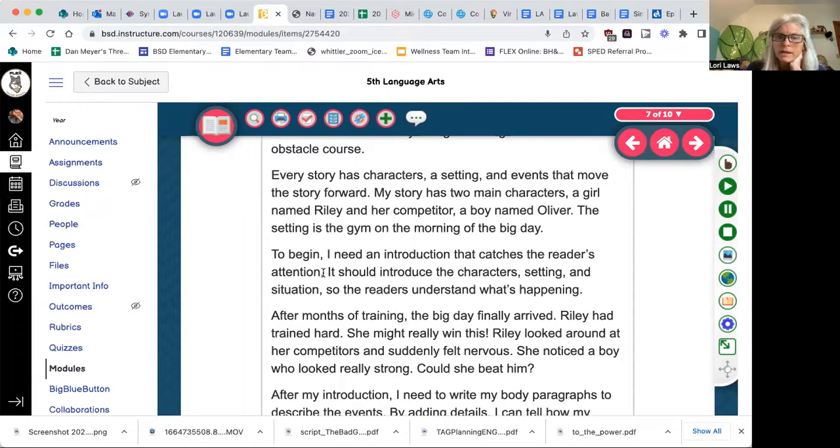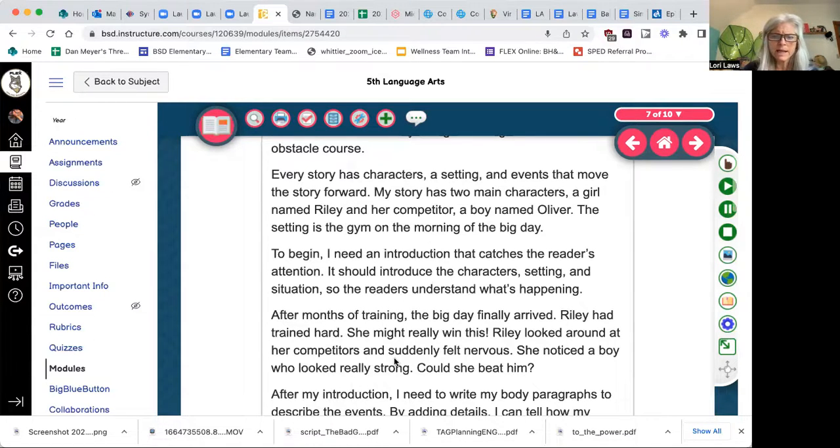We have called that a hook. That's another element of a narrative. It should introduce the character, setting, and situation so the readers understand what's happening. You know, a hook doesn't have to do all of that. It does when you're writing like a whole chapter of a book, that should happen. But frankly, you don't have to have all of that in there, but some of it is good.